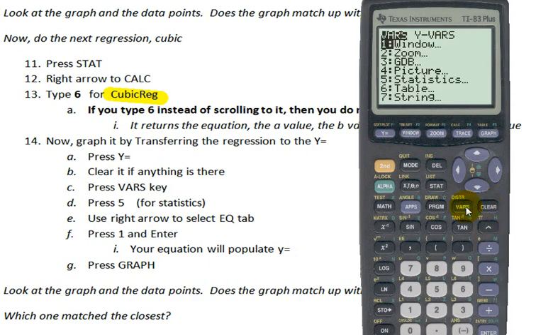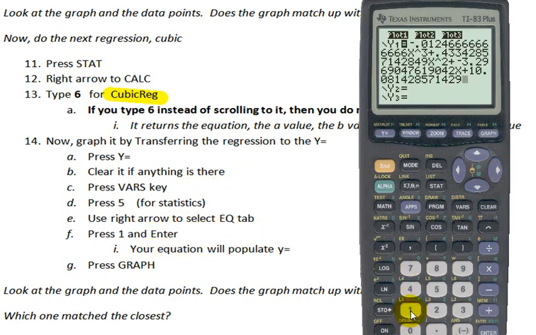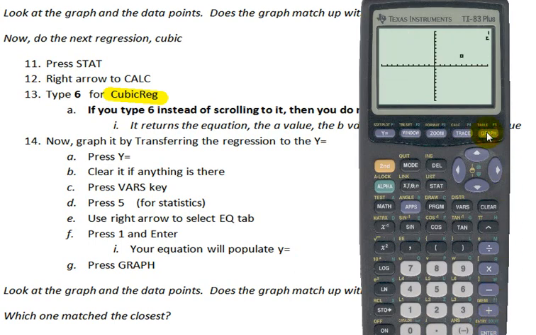Press your variables. And 5 for statistics. And now right arrow over to get the equation. Now press 1 for regression equation. And enter, and hit your graph key. Now let's see if this doesn't match any better.